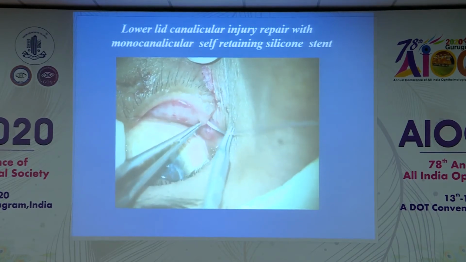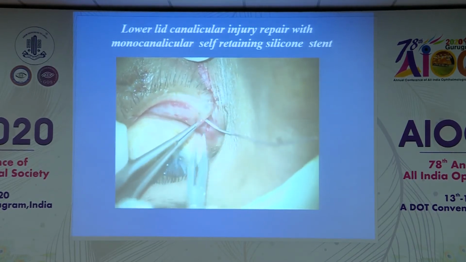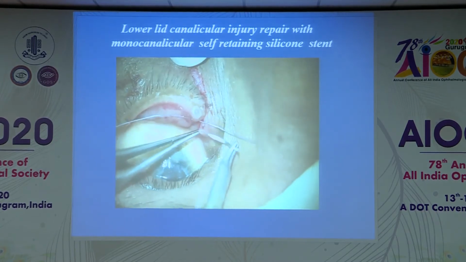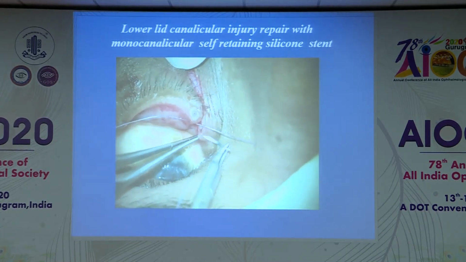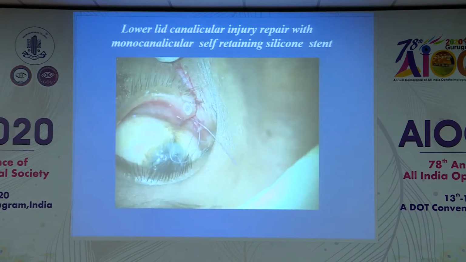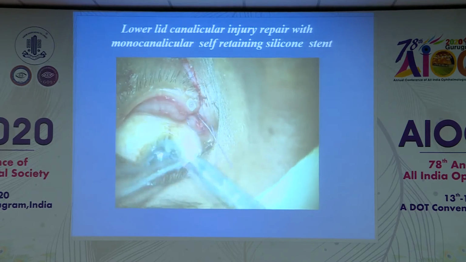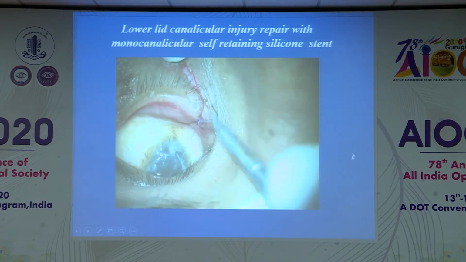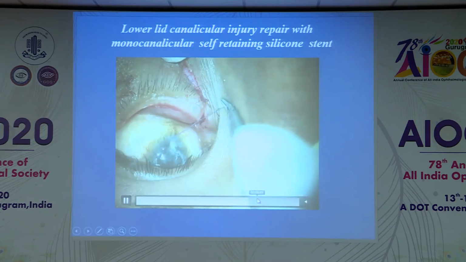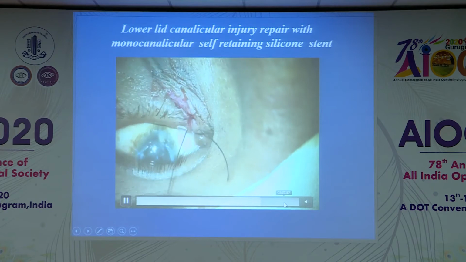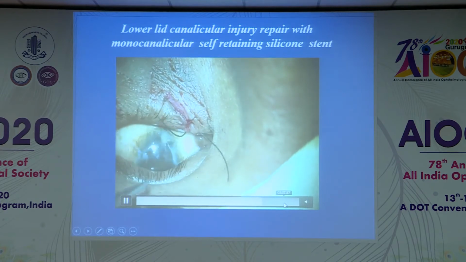Then posteriorly I'm using a buried knot, because the knot may rub onto the ocular surface. So I'll take the knot from inside out, and then I will approximate the tarsal side of the laceration. And then lastly I will approximate the margin. Then the lid margin at the gray line is approximated.